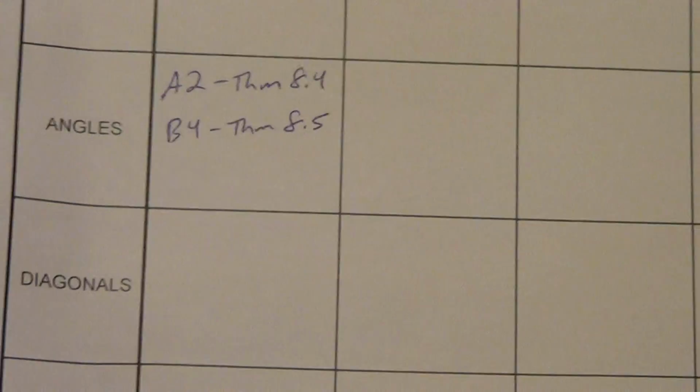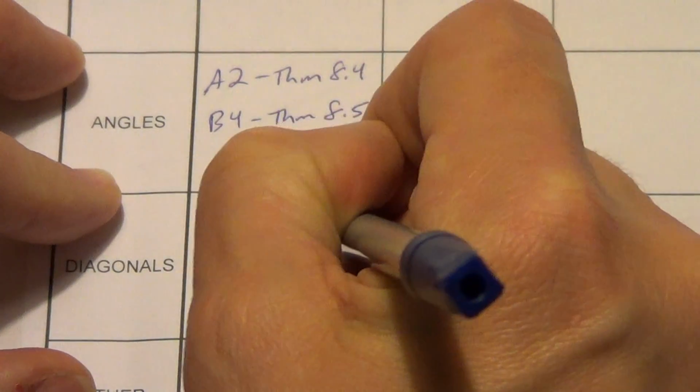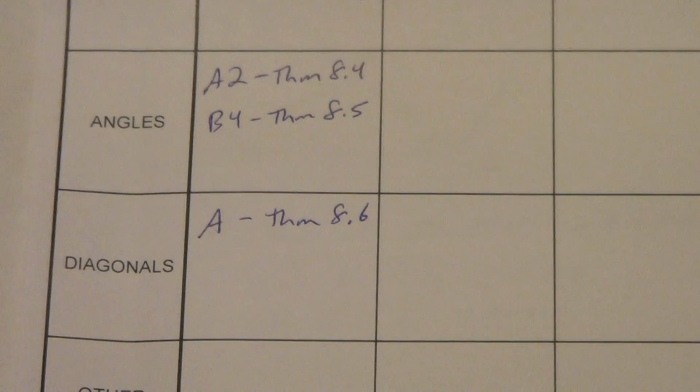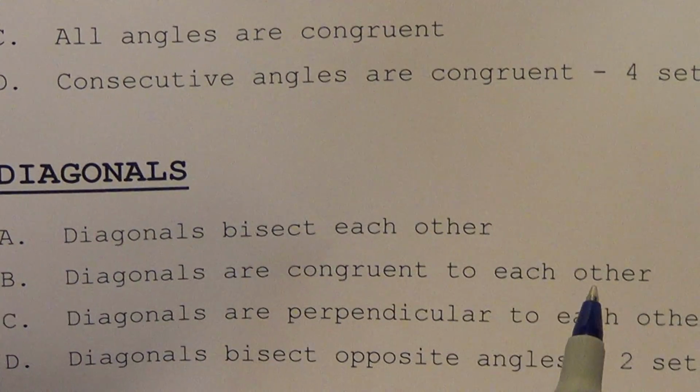All right, so we're down to the diagonal section. So A is true, and that was by theorem 8.6. Okay, well, let's look at the next thing the diagonals talk about. So diagonals are congruent to each other.